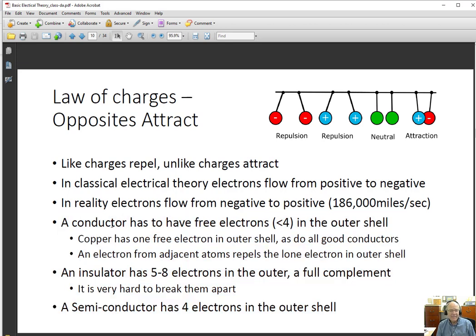A conductor is an element, or an alloy containing elements, that has some free electrons in its outer shell. The outer shell of an atom is fully populated with electrons if it has 8. If there are fewer than 4 electrons in the outer shell, they are not bound as tightly to the atom as if there were more than that.